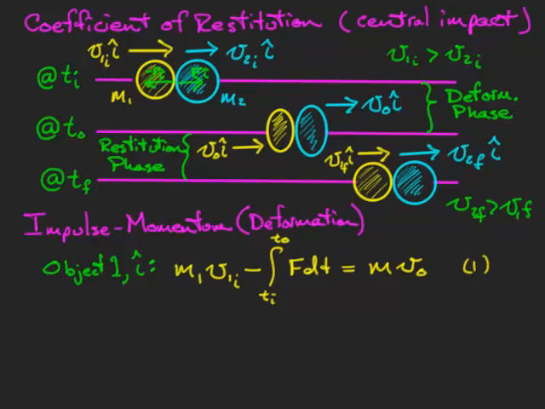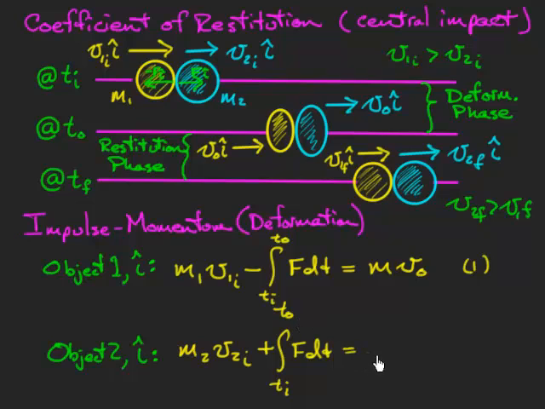Now we can do a similar thing for object number 2. Again, we'll look at it in the i-hat direction. So this gives me m2 v2i. There's my initial momentum. And now I add in the impulse. This one gets an impulse in the positive i-hat direction equal to the integral of F dt from ti to t0.